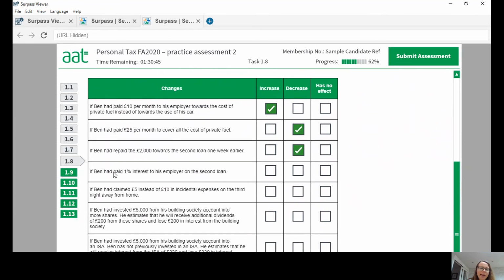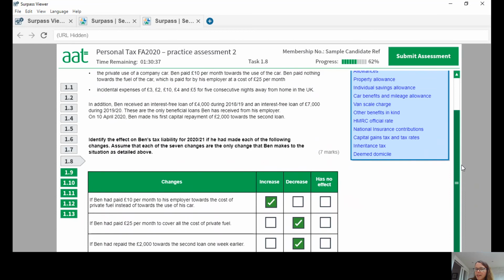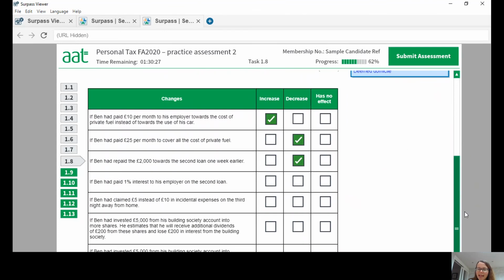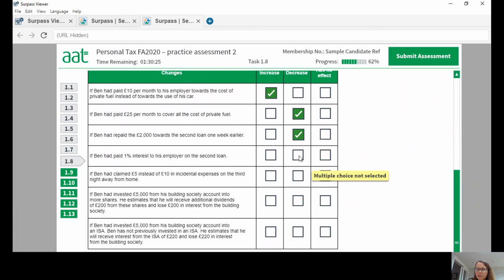Next one, if Ben had paid 1% interest on the second loan. So if he'd paid some interest, we would have had to subtract that from the benefit, wouldn't we? Because the benefit is only the difference between the official rate of interest and any interest actually paid. So again, that would have decreased his tax liability.